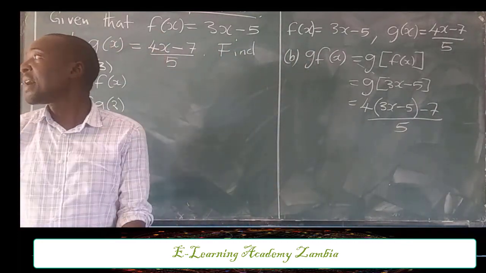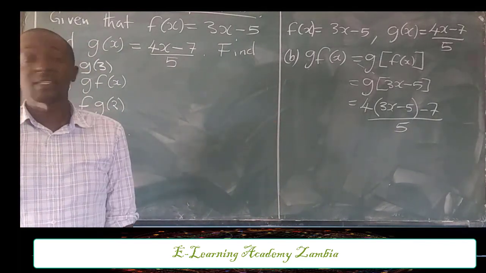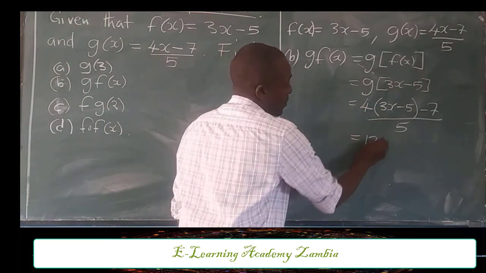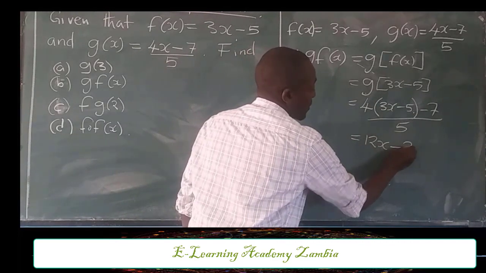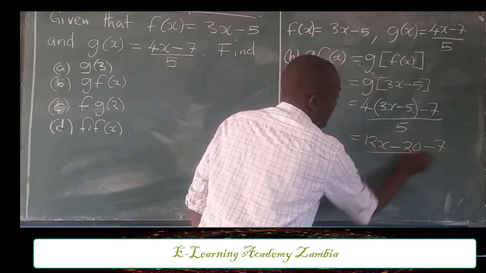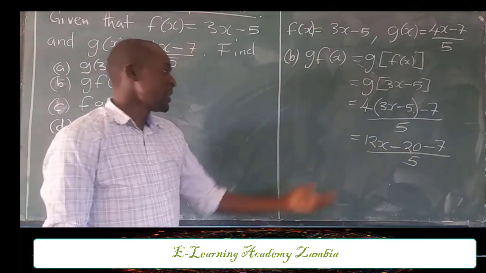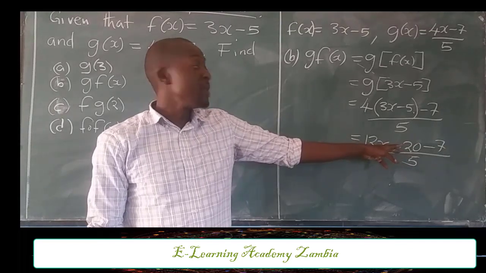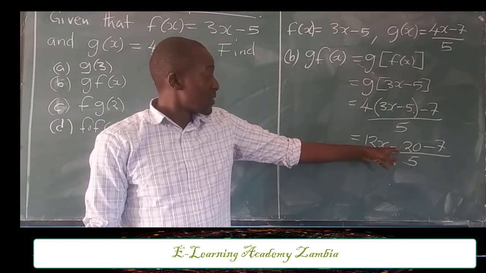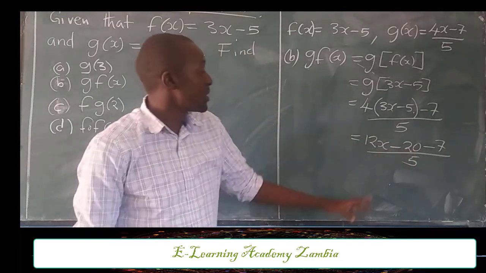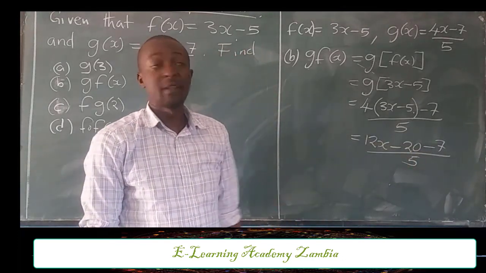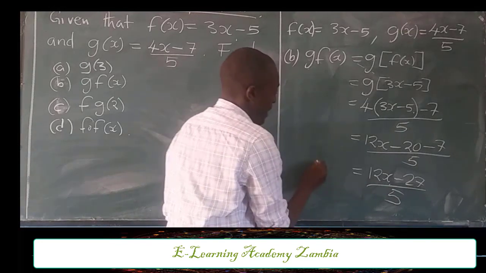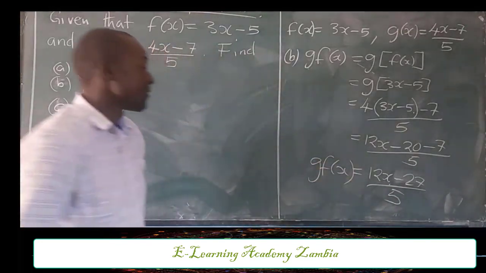Then when you reach there, you just simplify that. Expand the brackets there, you multiply 4 by 3, 12x, then 4 by 5, 20, and 7 over 5. Then when you reach here, make sure you take care of the signs. Don't make simple mistakes here. So you have these two signs here that are the same. So this is just like adding the two numbers, 20 plus 7. So you're going to have (12x minus 27) over 5. And this is your function g of f of x.